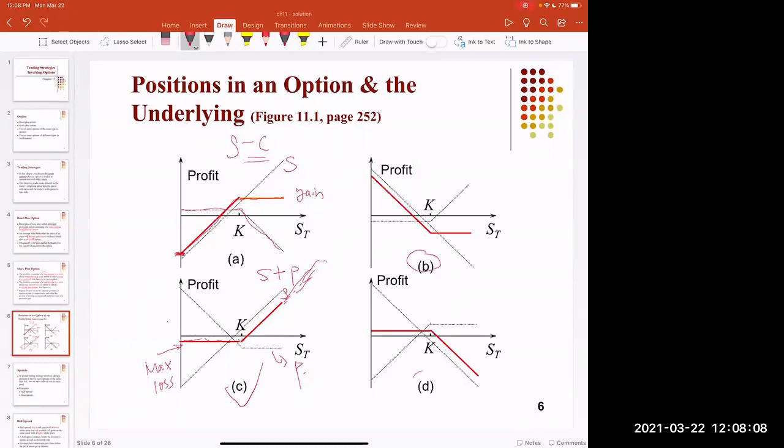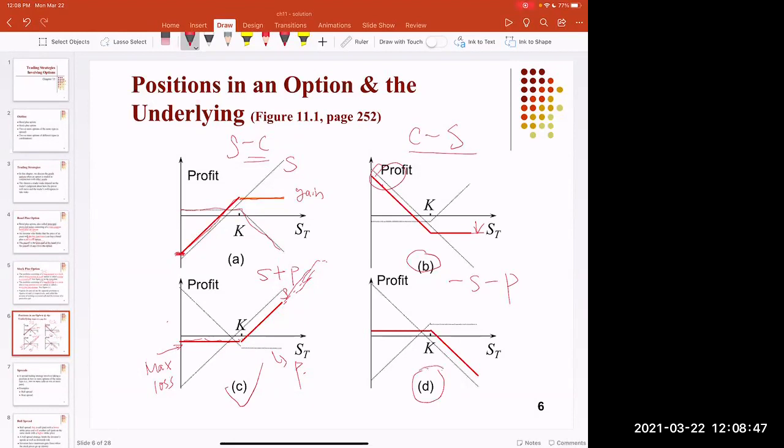So this is B and D, the reverse of the covered call and the protected put. From the combination of the two lines, you can see this is basically C minus S, and this is negative S minus P. So that's called reverse. For figure B, you can see when the stock price goes up, this is maximum loss, right? And when the price goes down, you basically have a positive gain.